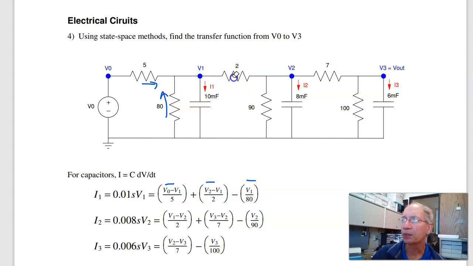At the second node, I2 is the current from the left, V1 minus V2 over 2, plus the current up, 0 minus V2 over 90, plus the current from the right, V3 minus V2 over 7.